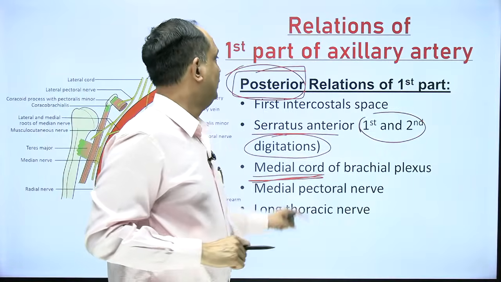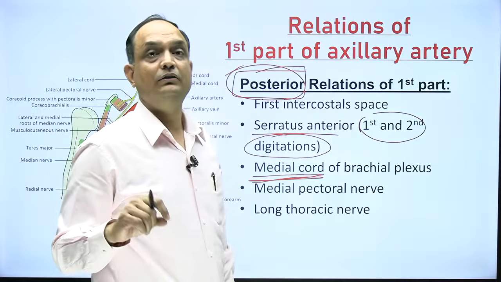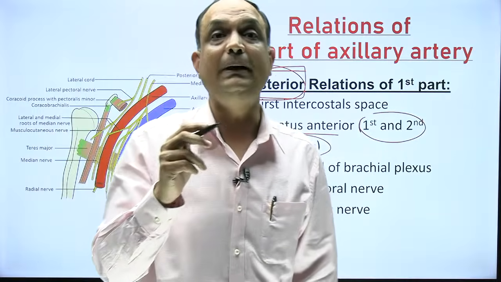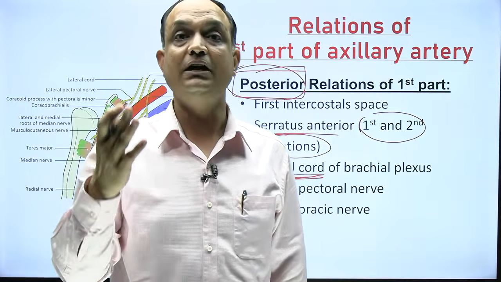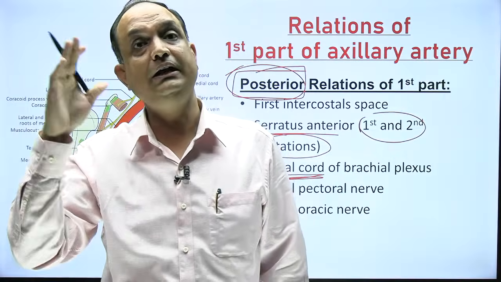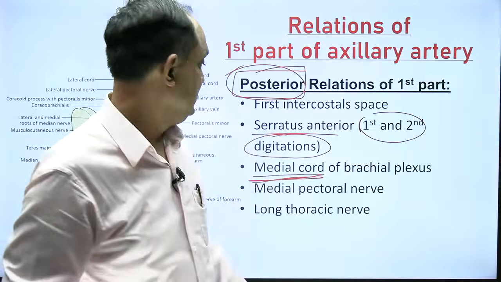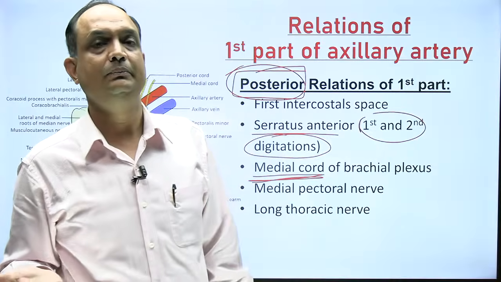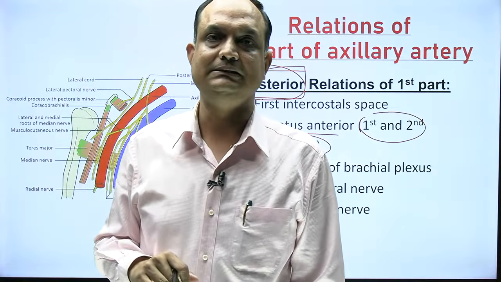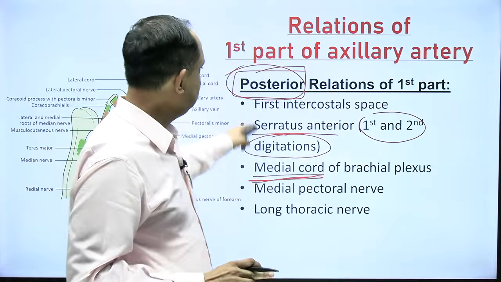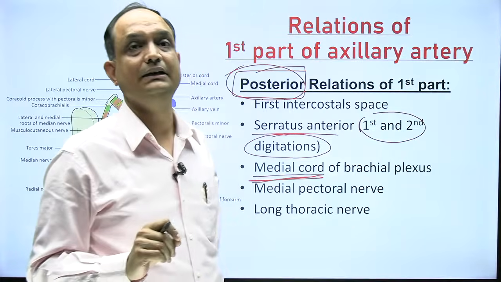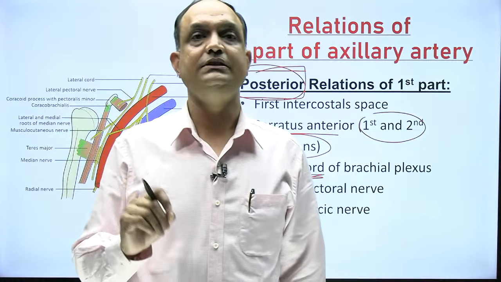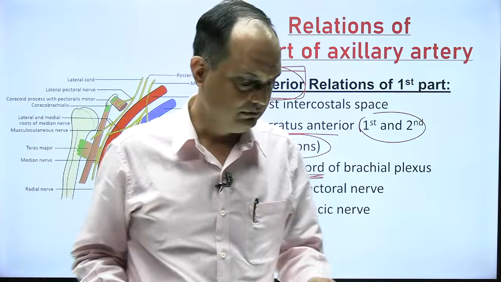The medial pectoral nerve is also posterior. Why? Because the medial pectoral nerve is a branch of the medial cord, which arises very high. Clear? And then the long thoracic nerve. The long thoracic nerve remains behind because it is a branch of the roots of the brachial plexus. So in this whole list, the important thing is the medial cord, which is a posterior relation.